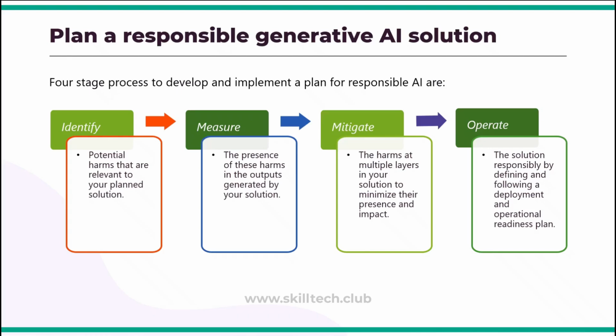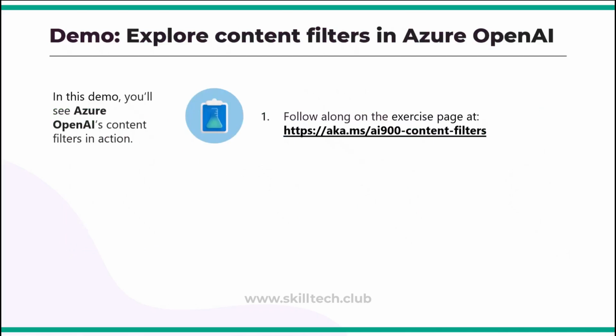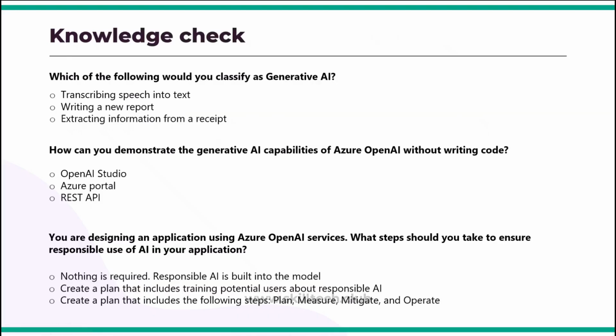So you have to provide suggestions for the actions you can take to implement successful and responsible generative AI solutions. And this is very important to read and understand from the certification exam point of view for AI 900. Last but not the least, we have a demo associated with content filter. I strongly recommend you go through this link and try to understand how the content filter works with Azure OpenAI.